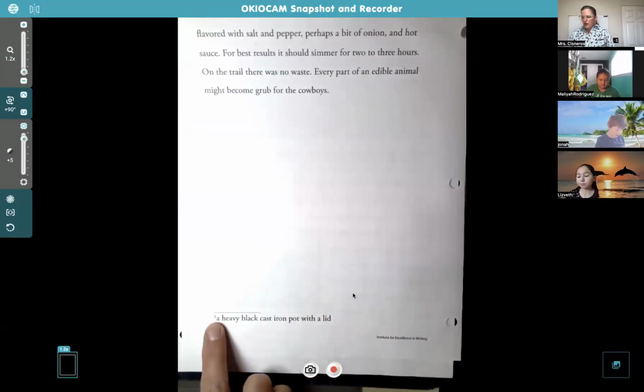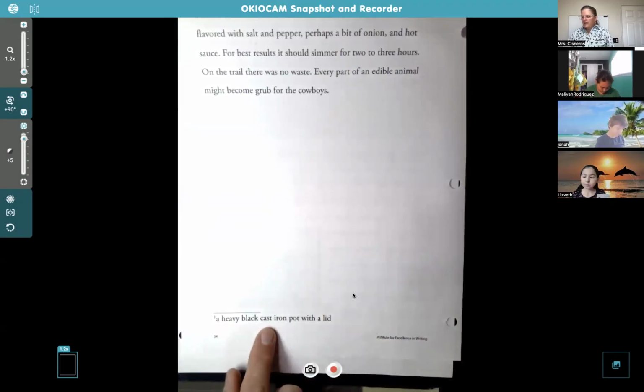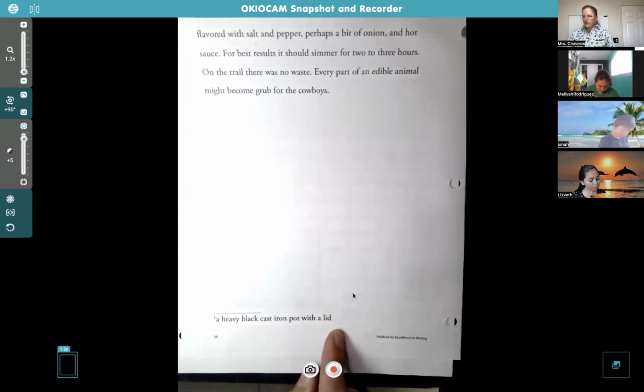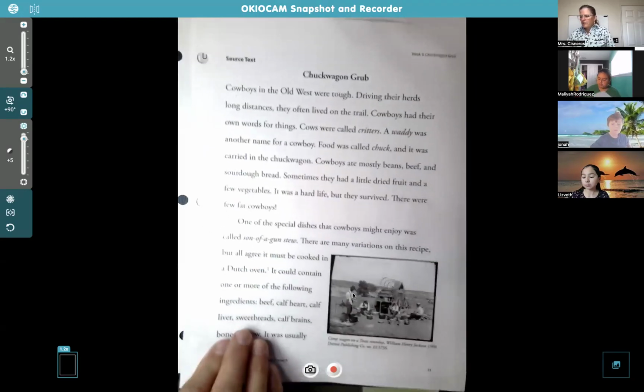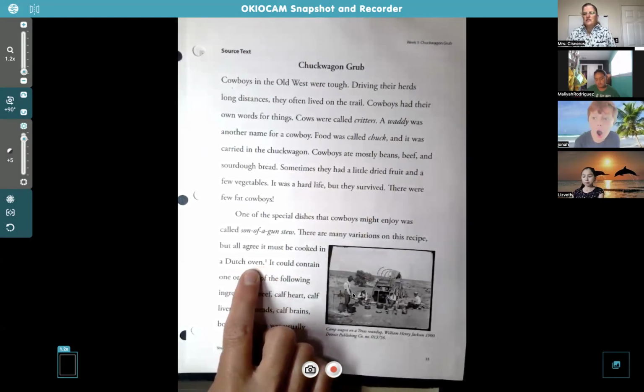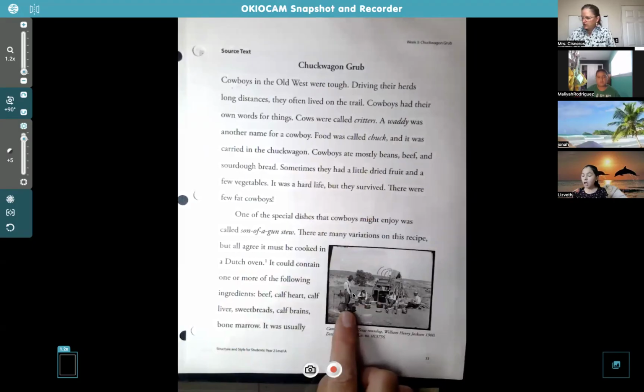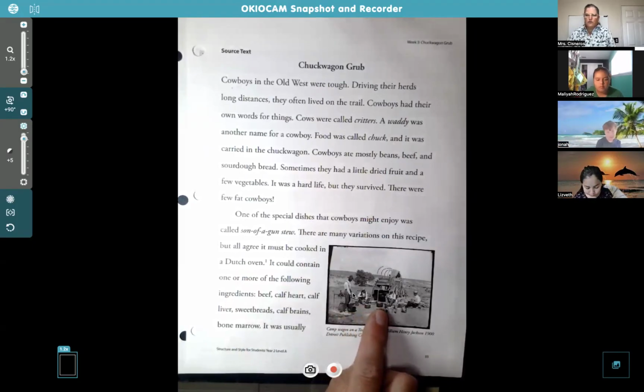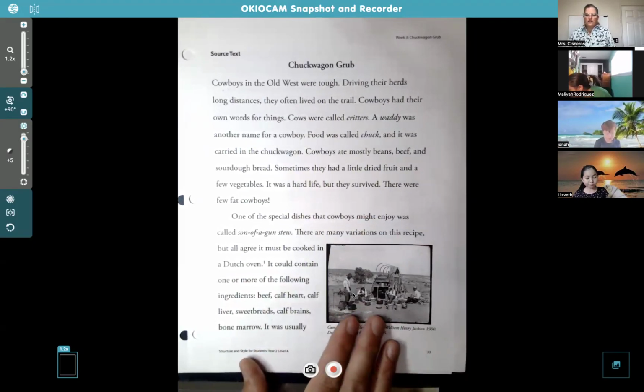Did you guys see at the very bottom of the back? It says a little one and it says a heavy black cast iron pot with a lid. That's talking about that Dutch oven. Did you notice the one here? That means that there's a footnote, and that footnote tells us the definition of Dutch oven. So if you look at the picture, you see those big pots and they're dark, like black. Those are Dutch ovens, okay?